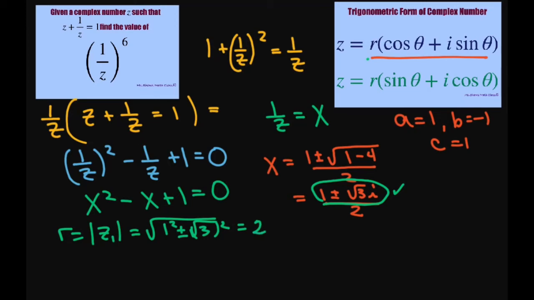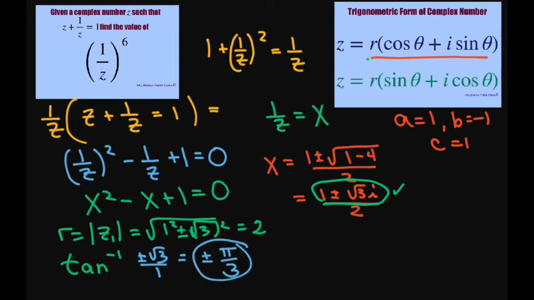And then your angle is going to be tan inverse, theta equals y divided by x. So basically, your y is plus or minus square root of 3, divided by 1. And this is going to give you plus or minus pi divided by 3.